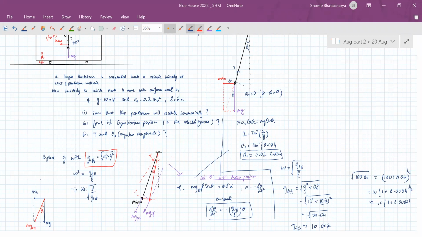Yes, Shikhar, the mean position is the position at which the direction of the effective weight is along the thread, so that it does not create any tangential acceleration with respect to the point of suspension. Understood? The vector sum of mg and m a naught is the effective weight, acting diagonally at that angle theta naught. When the thread is at that angle theta naught, it's in equilibrium. So the vertical for your regular simple pendulum is replaced by that diagonal line at theta naught.